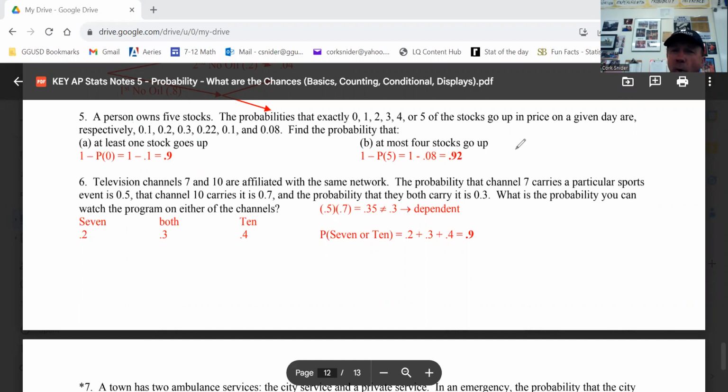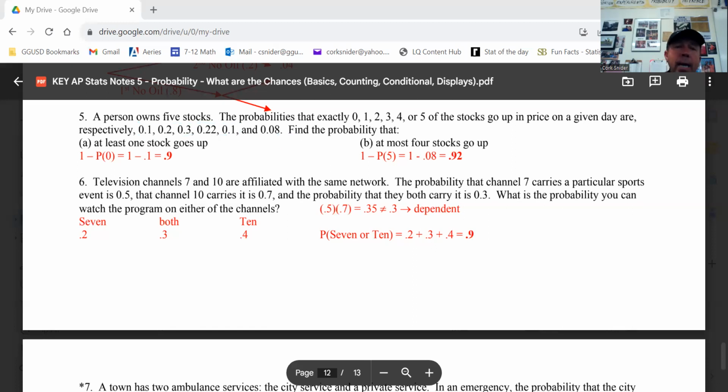At most 4. That means 4 or fewer, correct? So you're going to add up basically all these right here. Or you're going to go 1 minus 0.08. Either one's fine, okay? So hopefully that's pretty easy for you too.